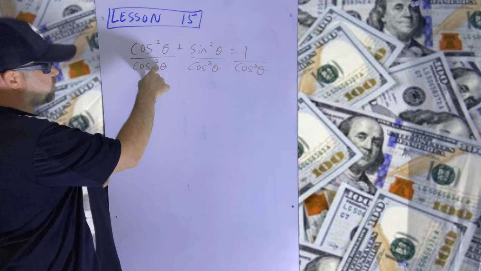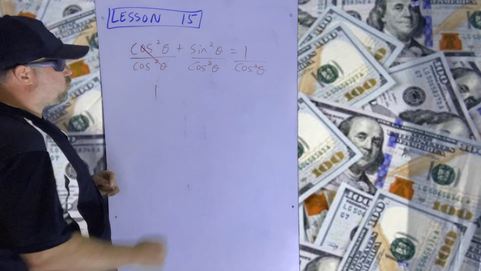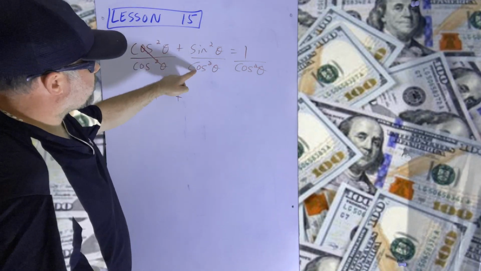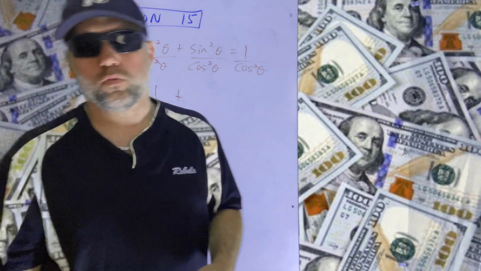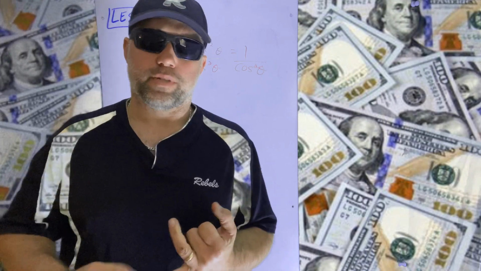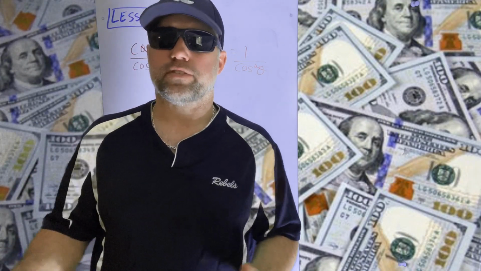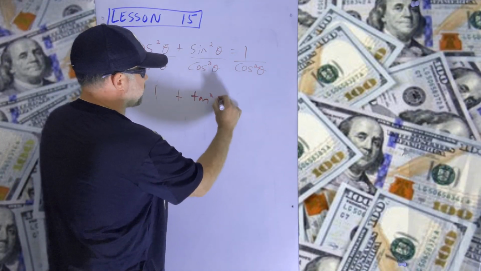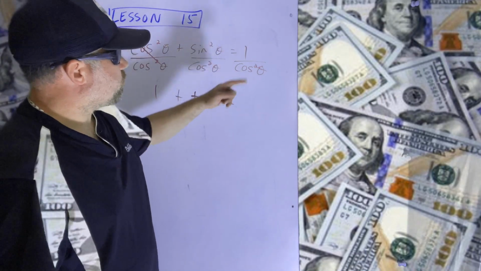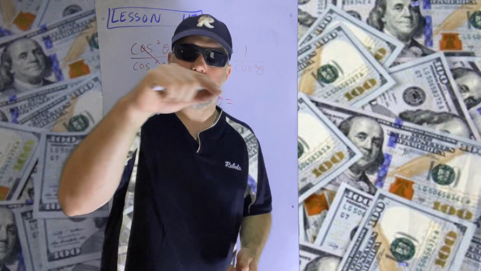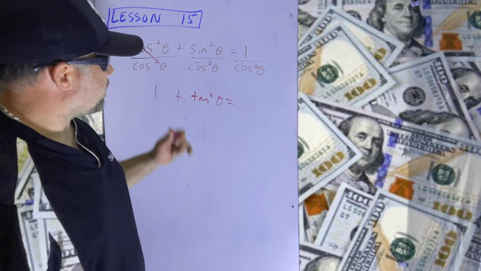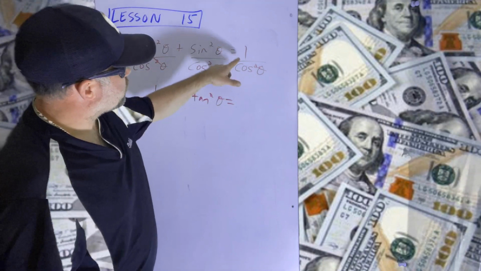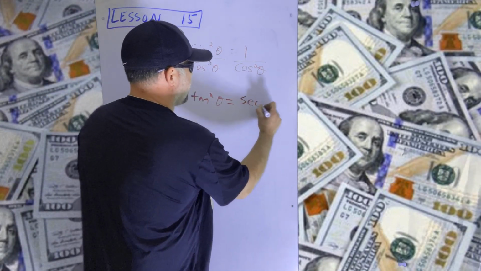Cosine squared over cosine squared, anything over itself just becomes 1. Sine squared over cosine squared. Well, we know that sine over cosine is tangent. We learned that a while ago. So what's sine squared over cosine squared going to be? That's going to be tangent squared, because it's just squared now. And 1 over cosine squared. Well, 1 over cosine is secant, because secant is reciprocals with cosine. So 1 over cosine squared is going to be secant squared.